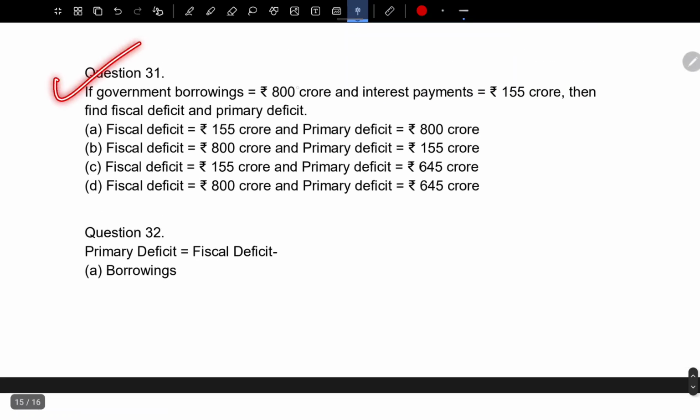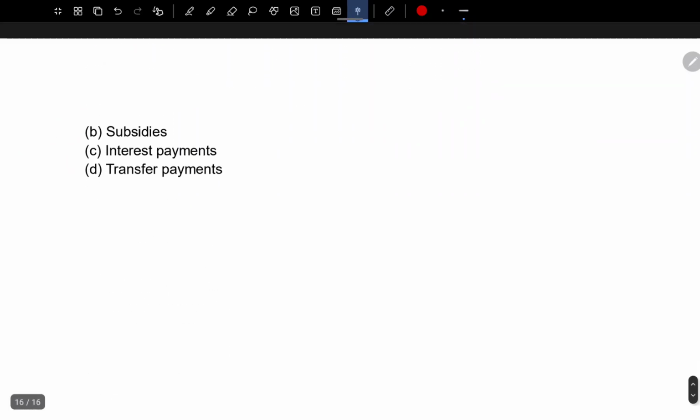Like, these kinds of questions are also asked in the examination, in which a numerical question is given and you have to mark the correct answer among the 4 options.